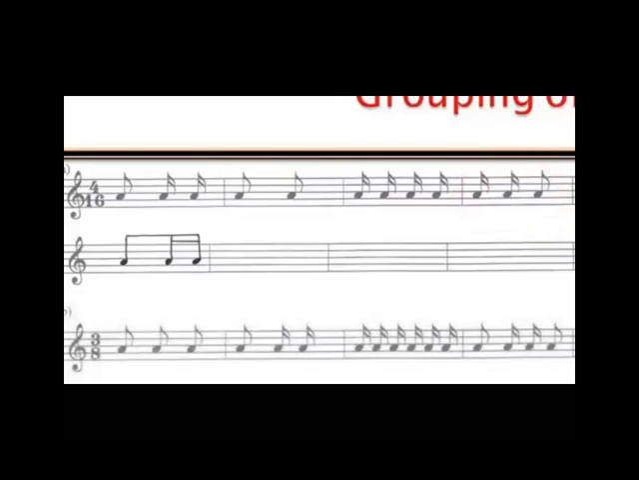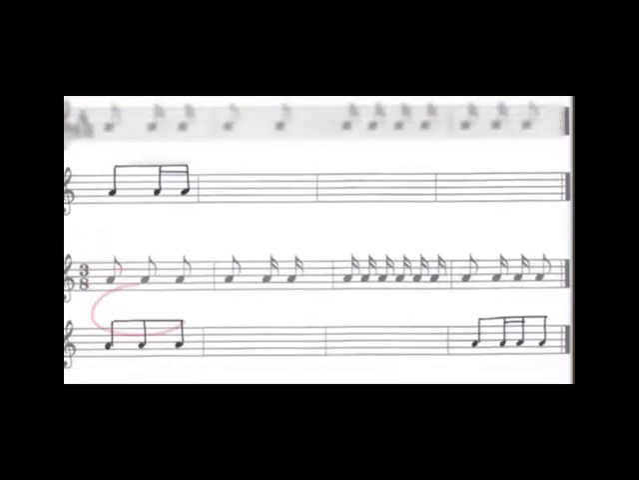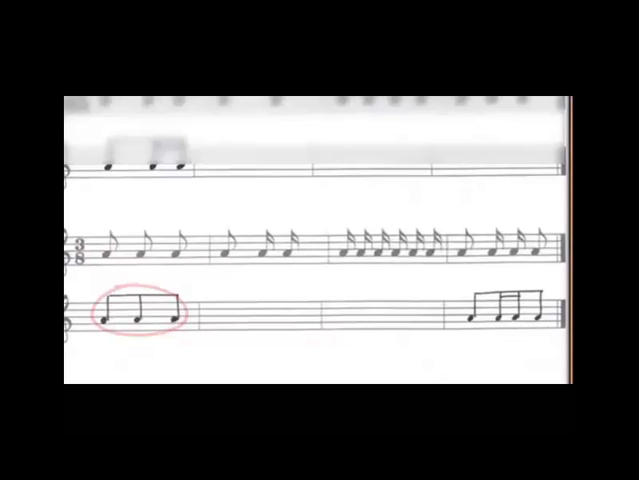The same with 3/8. The first example I've done where we've joined all three eighth notes together. There's a mistake in the next example. You see there's only two eighth beats there. See that? That's an oops. In the third measure, you could group all of those 16th notes together.